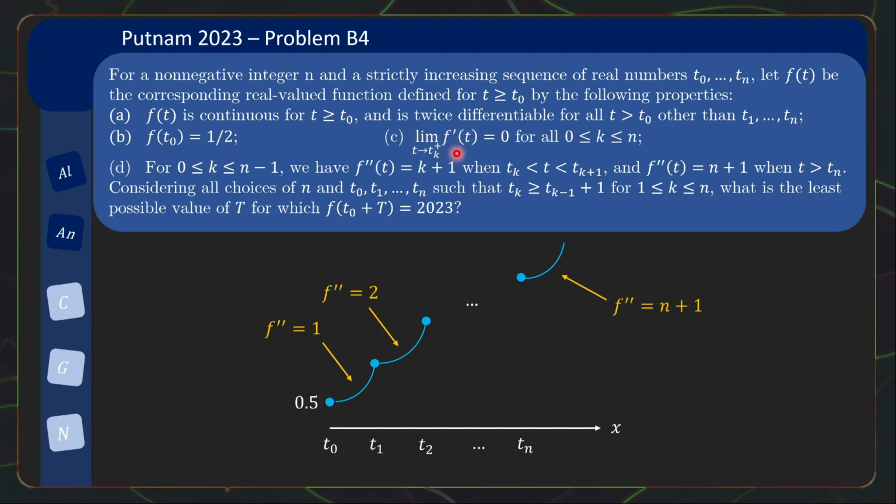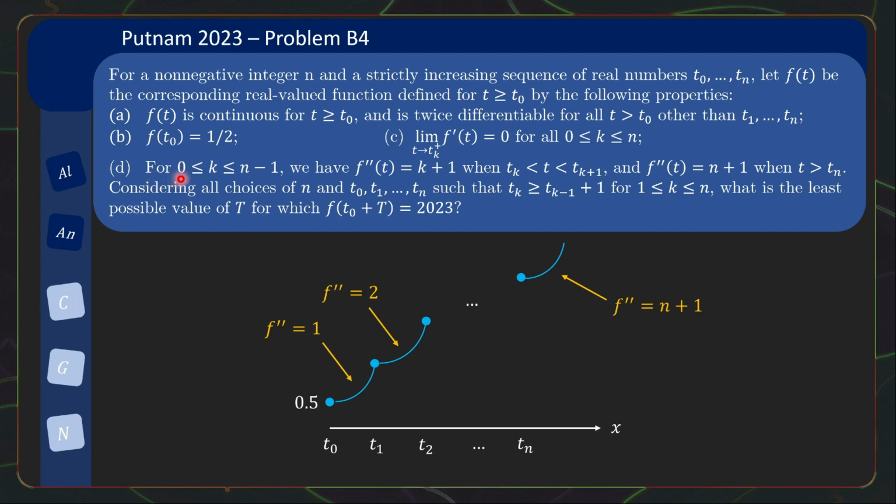Third, the limit as t approaches tk from the right side of f prime of t equals 0 for all the special points. So this means for all the special points, if we approach from the right, the slope actually approaches 0. So that explains why in my picture all of these are starting off with slope 0.